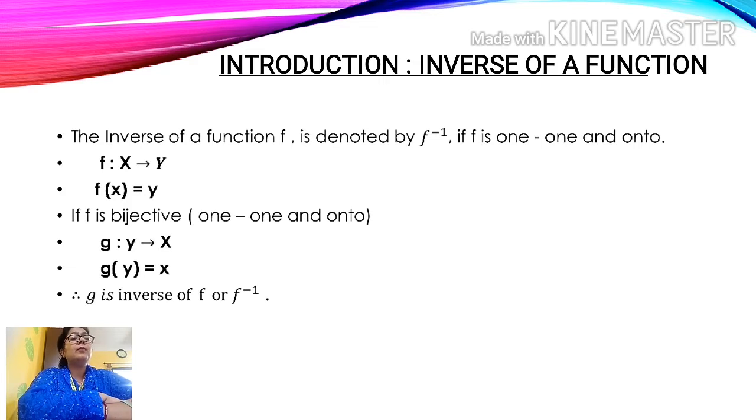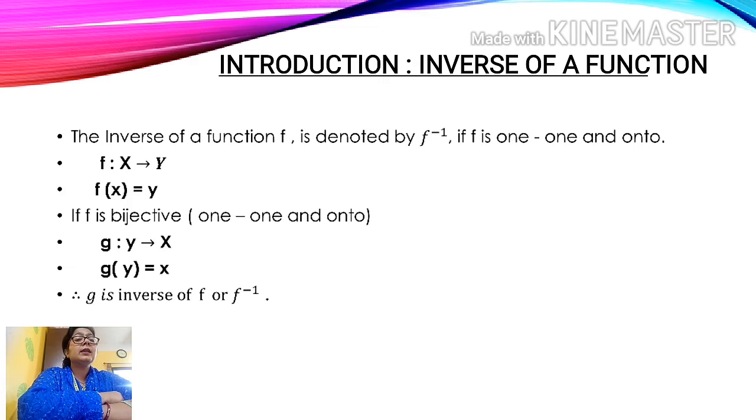Suppose a function f from X to Y is said to be 1-1 if distinct elements in X have distinct images in Y. So f is a function from X to Y, and f(x) = y is invertible if it is bijective, that means 1-1 and onto. Onto means every element of Y has at least one pre-image in set X.